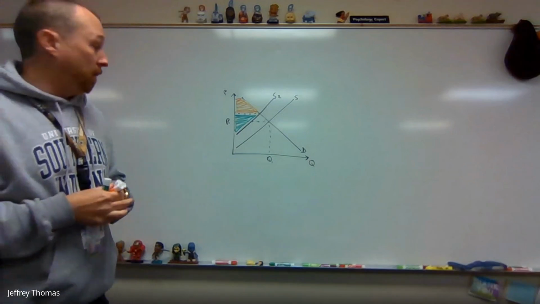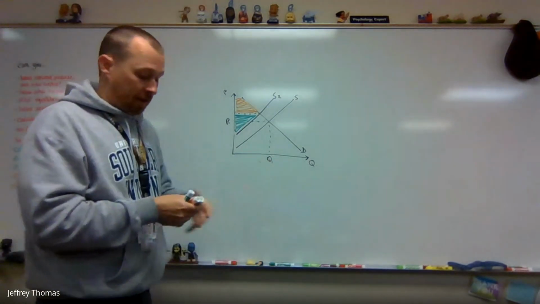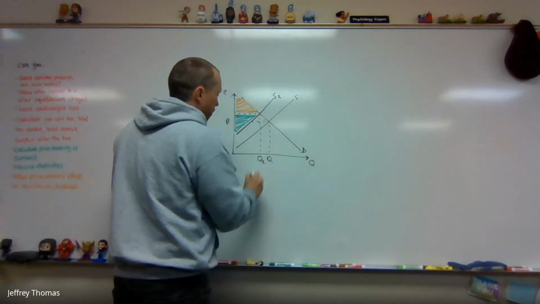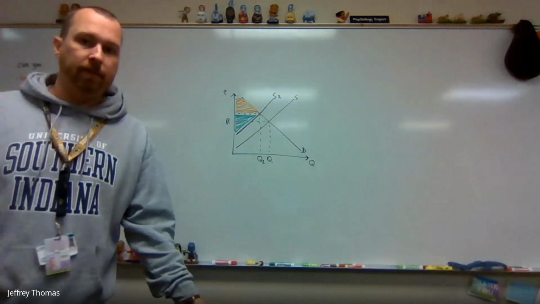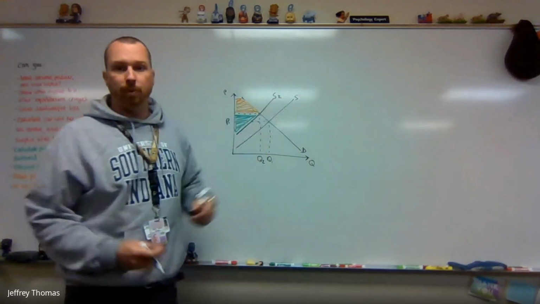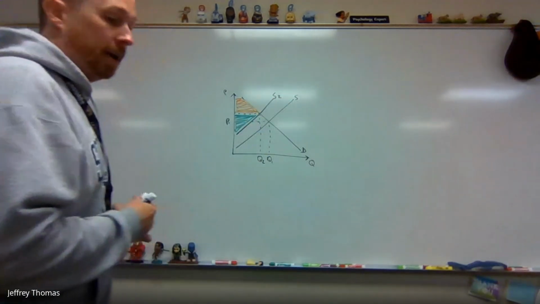If we are selling fewer units, because our supply shifted to the left and our quantity goes down, we're going to have less surplus. If it shifted to the right, we'd be selling more units. Those triangles would get bigger as we go to the right, and we would have more surplus.